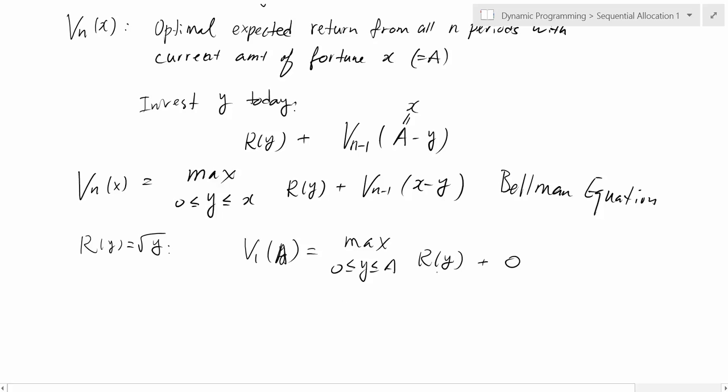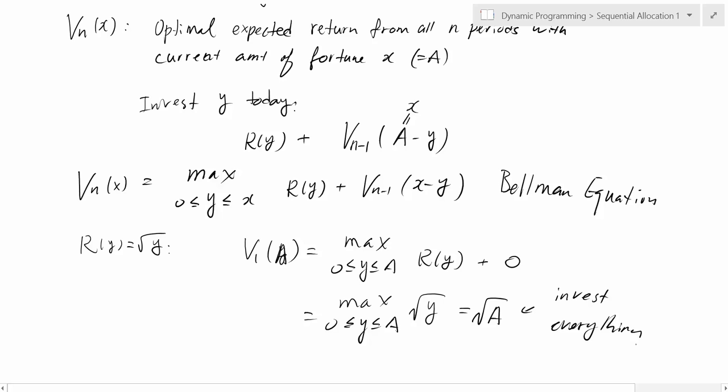Now, if you look at this function, we have the maximum over y less than or equal to a, bigger than or equal to 0. In fact, as long as r is an increasing function, we know the maximum value is reached at the right end point. So here is just a special example, and we just take the square root of a. Invest everything. So this is v1.